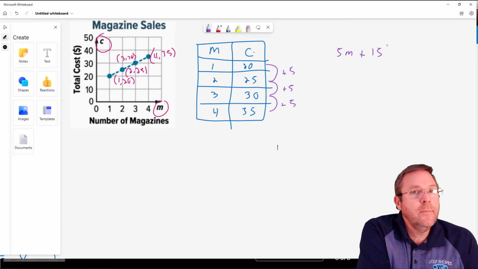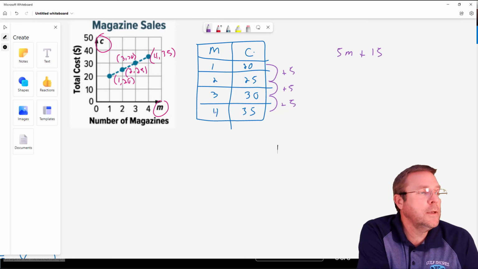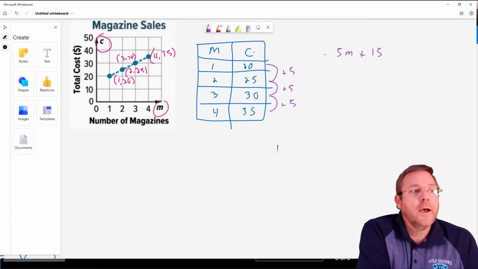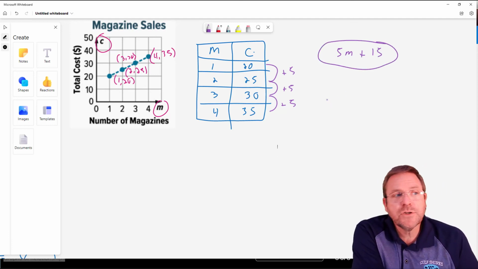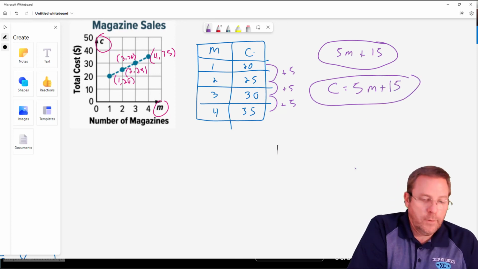So that might be my expression, but let's find out for sure. 2 times 5 is 10, and 10 plus 15 is 25. That worked again. 3 times 5 is 15, and 15 plus 15 is 30. It worked again. 4 times 5 is 20, and 20 plus 15, that's 35. It worked again. So the expression is right here, but it didn't want an expression. It wanted an equation. The equation, the output is C for cost, is equal to 5m plus 15, and that is what our final answer is going to be.